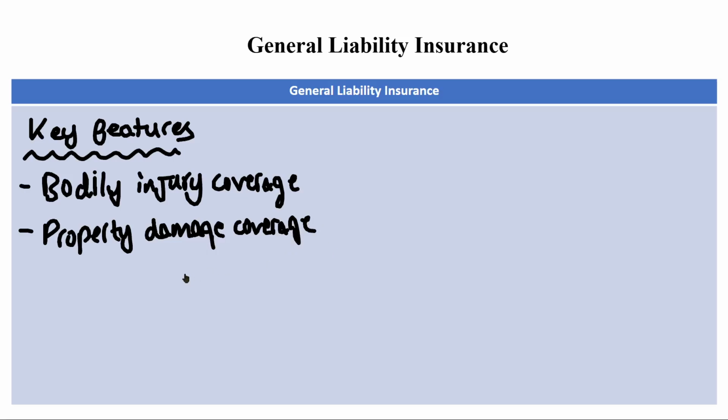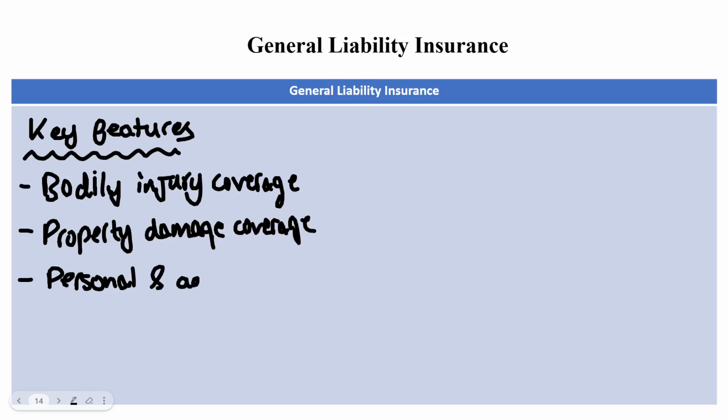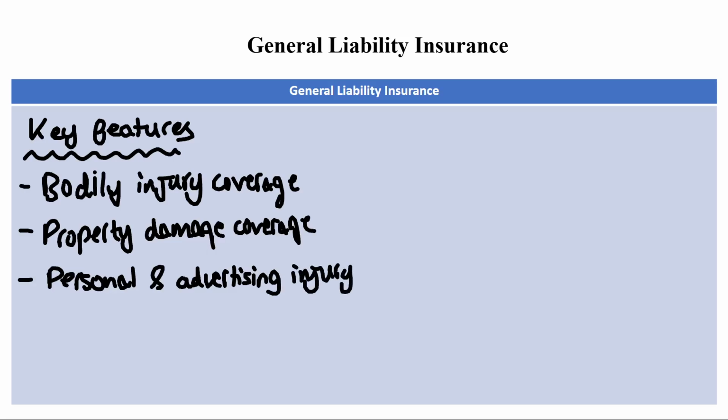Then we have personal and advertising injury coverage. It covers claims of defamation, copyright infringement, and false advertising. For example, your business inadvertently uses copyrighted images in an ad campaign. GLI helps with legal defense and settlements.